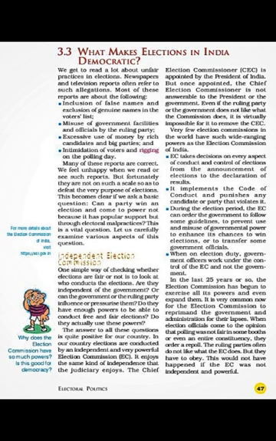So the Chief Election Commissioner, as I told you, is appointed by the President, but once appointed, he is answerable neither to the President nor to the government. Even if the ruling party or the government does not like what the commissioner or the commission is doing, it is difficult to remove him. And very few election commissions have such wide-ranging powers as our Election Commission has.